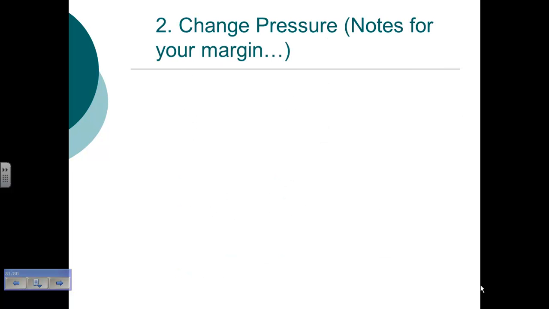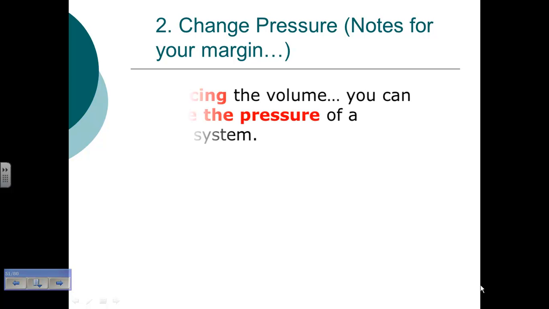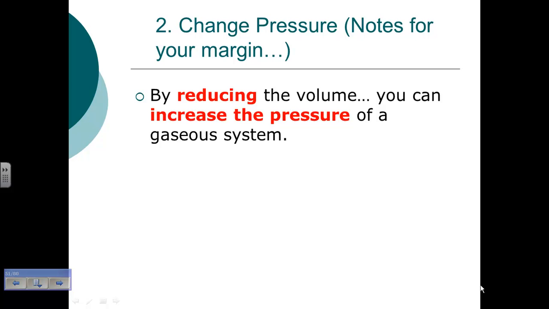We'll turn our notepad page. A second stress could be, in a gaseous equilibrium, changing the pressure. Now, the first was changing molar concentrations. The second of our 3 stresses is changing pressure.